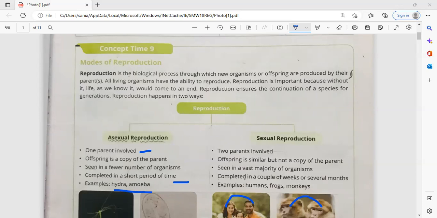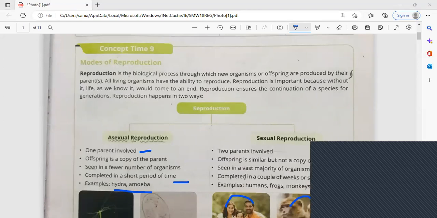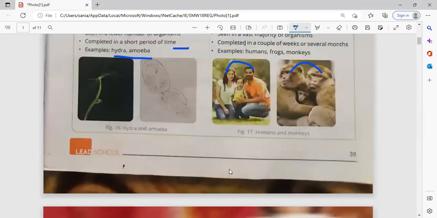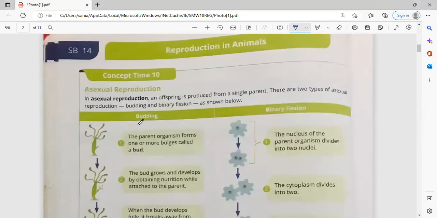Okay, so what you were doing? Now we'll be doing the next one, which is asexual reproduction. In asexual reproduction, an offspring is produced from a single parent. There are two types of asexual reproduction: one is budding and the other is binary fission.